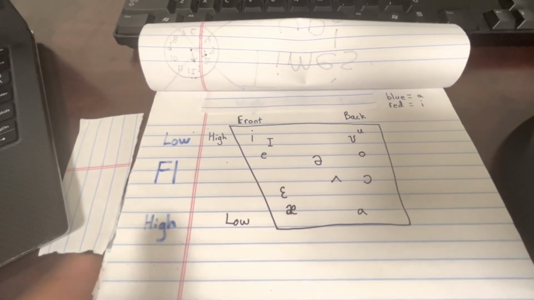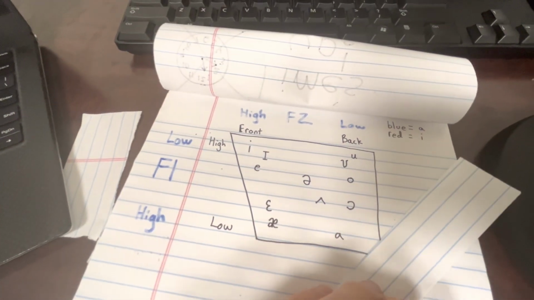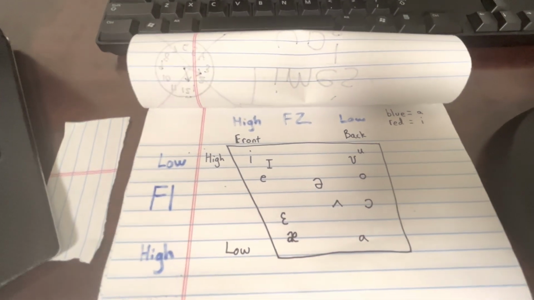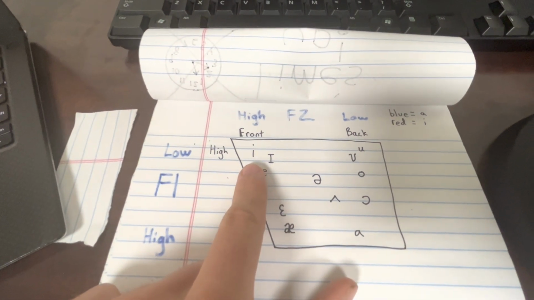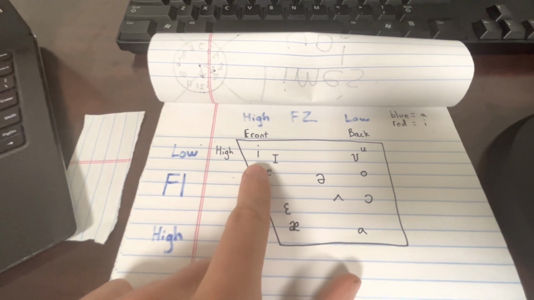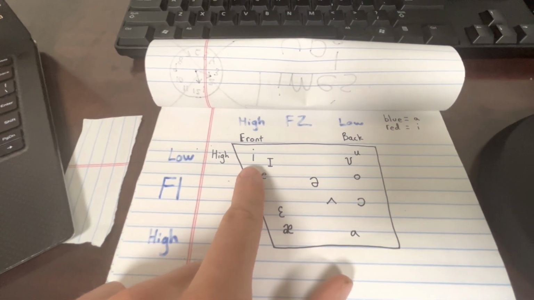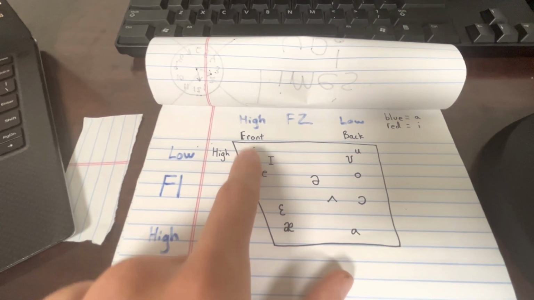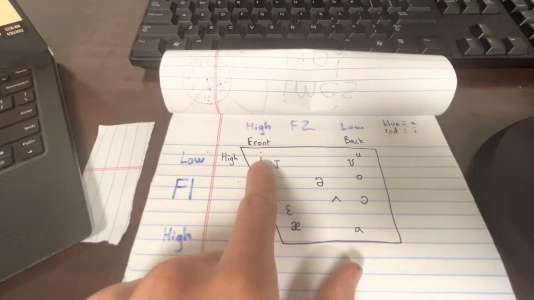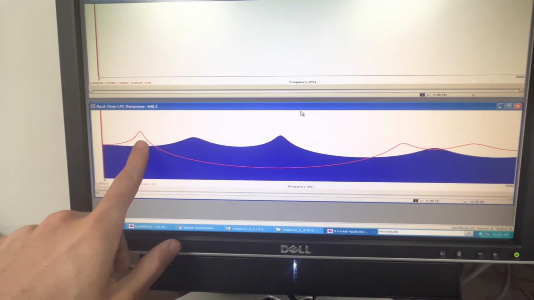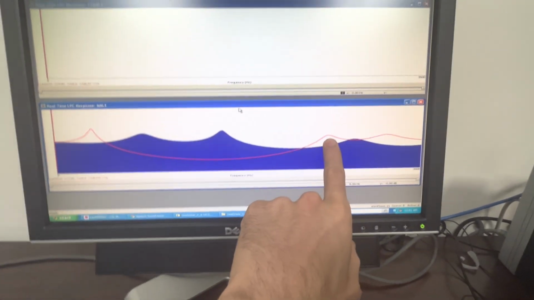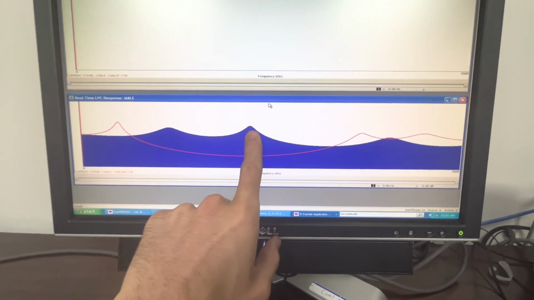You may have guessed where this is going, but F2 is predominantly determined by advancement of tongue. So E is produced with an advanced, frontward placement of the tongue, and it also has a high F2. Ah is produced with the tongue in the back, and it has a low F2. Just like we said, E has a high F2, ah has a low F2.